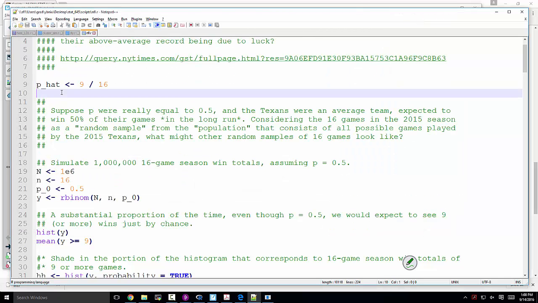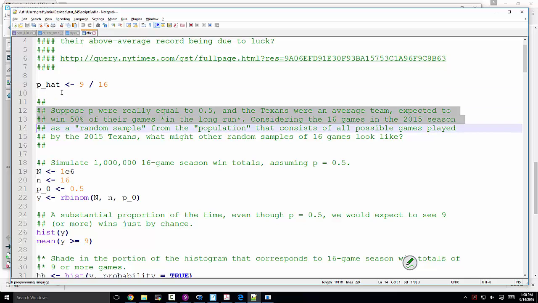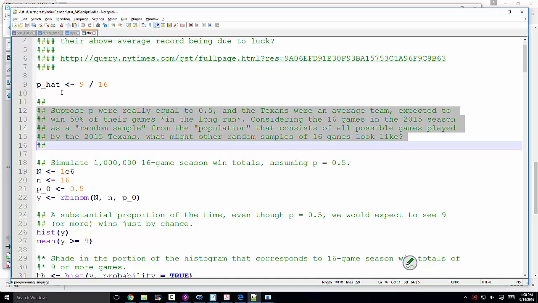So let's think about what could happen if P was 0.5. This next chunk is going to consider that. Suppose P is really equal to 0.5, so they are an average team. In the long run, they will win 50% of their games. We have a pretty small sample, just 16 observations. So even if P is equal to 0.5, you might see 9 wins just by chance.